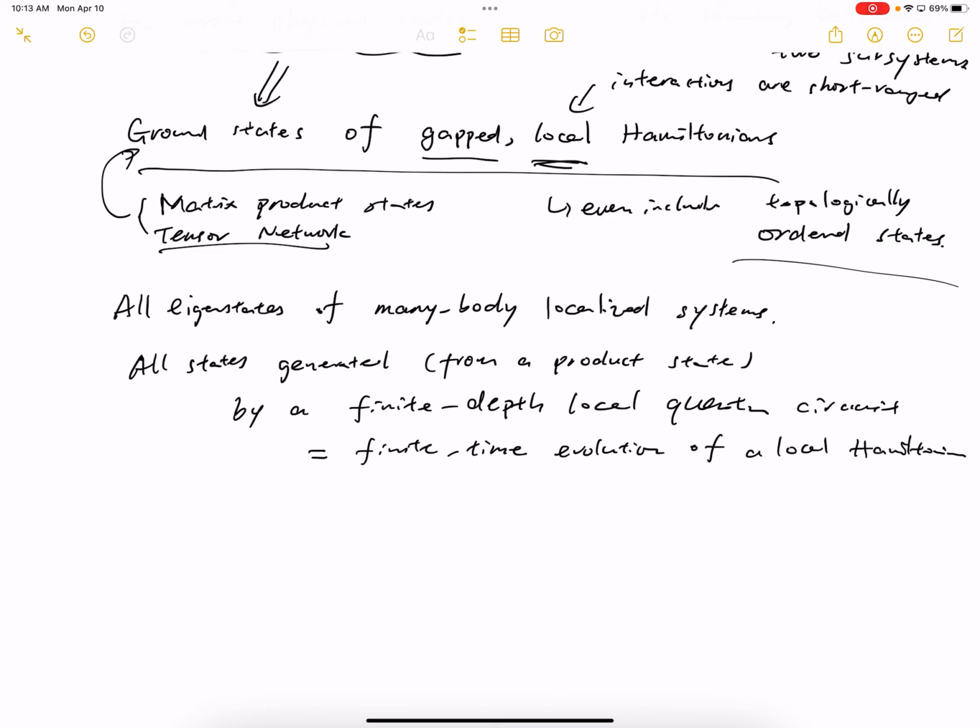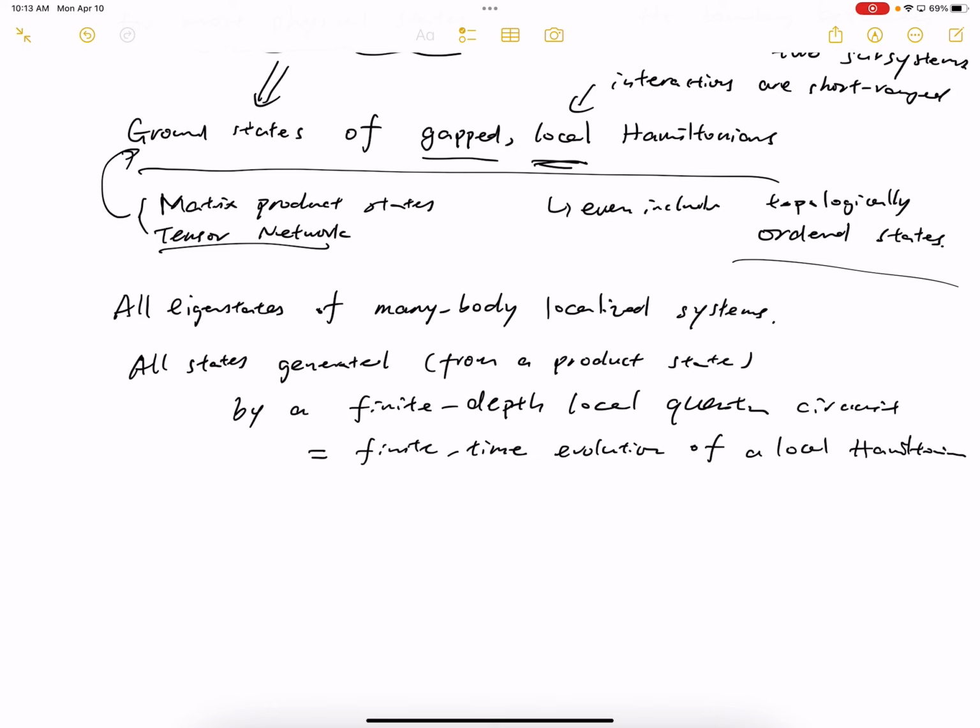Finite depth basically means you can do parallel gates, but they have to be a finite number of layers. So it's a finite circuit depth. And finite time evolution is pretty easy to understand. You evolve under a local Hamiltonian for a finite time. All of those are going to generate states which satisfy the entanglement area law. Of course, this is assuming you start with a product state.